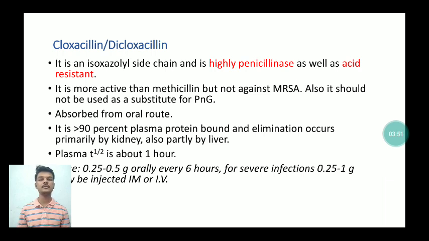Its pharmacokinetics: it is absorbed from the oral route. It is more than 90% plasma protein bound and elimination occurs primarily by the kidney, also partly by the liver. Its plasma half-life is about 1 hour. Its dose is 0.25 to 0.5 gram given orally at intervals of 6 hours. For severe infections, 0.25 to 1 gram may be injected either intramuscularly or intravenously.